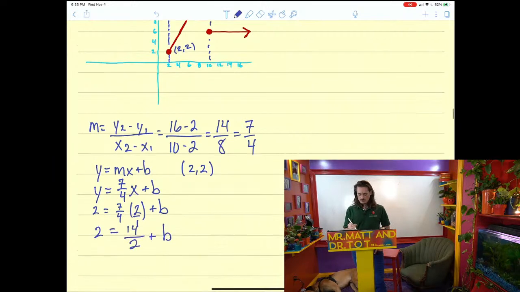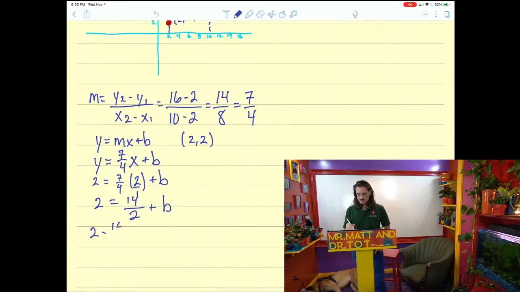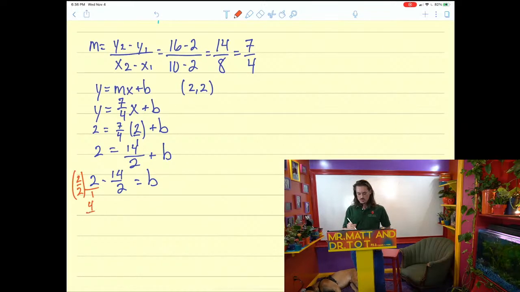So we're going to have 2 minus 14 over 2. It's a little bit of a review of fractions. I didn't mean this to be this long. But we can get common denominators here. We have 2 over 1 minus 14 over 2. So you can multiply this guy by 2 over 2 to get common denominators. And you'd have 4 over 2 minus 14 over 2 is equal to b. So that's going to be b is equal to -10 over 2. So b is equal to -5.